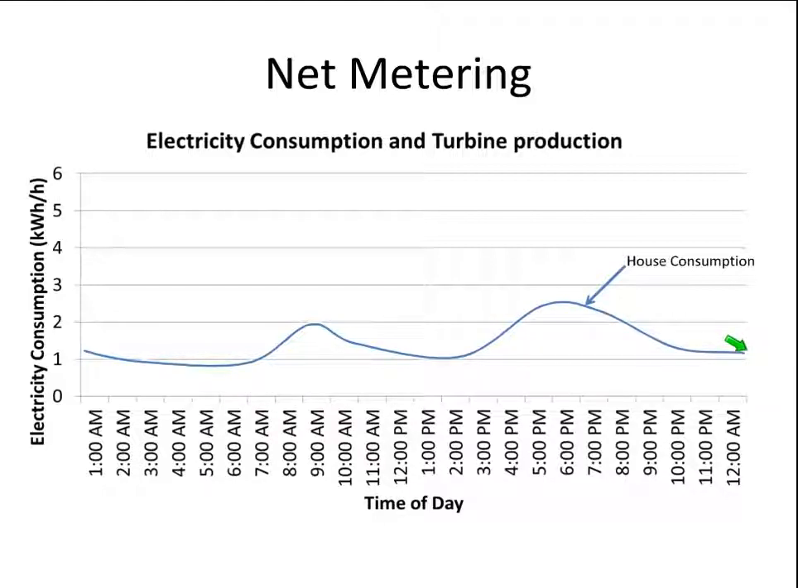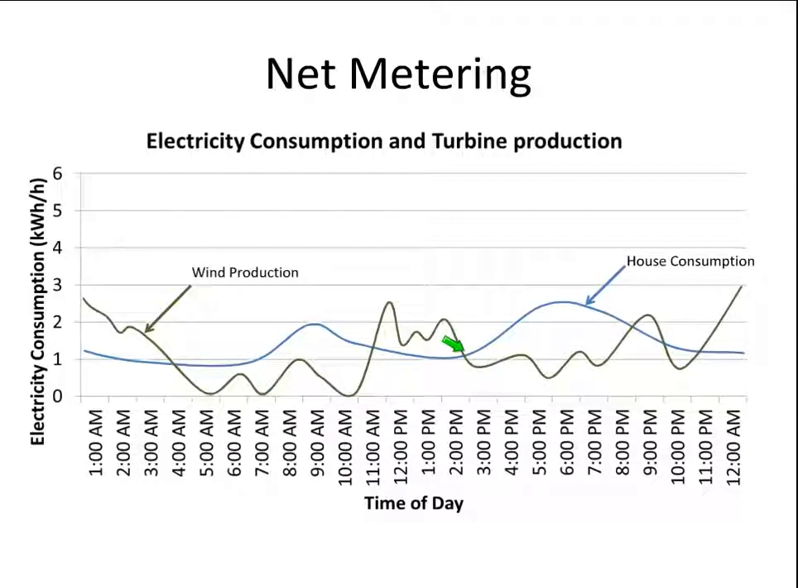At the same time, my wind turbine might have a little different idea on when it wants to run. So here's my wind turbine, and it's doing pretty well at night, but in the morning it's not producing very much, and then during the day I got some wind, and then again, so this is just kind of what might happen on a day.